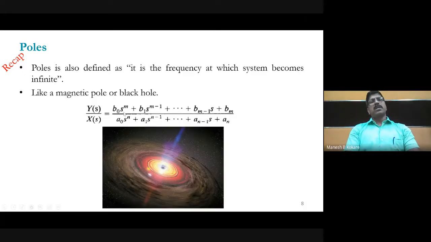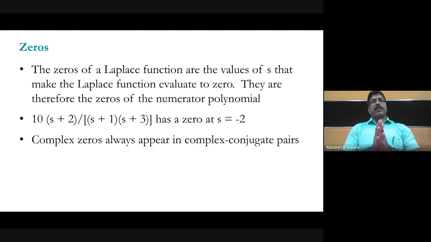A pole is also defined as the frequency at which the system becomes infinite. At that location, s is nothing but the frequency, and your system transfer function will become infinite. The corresponding root of the denominator is called the pole. In today's lecture, we will study the concept of zeros, then stability, and then how the transient response changes with the location of the poles, and so on.